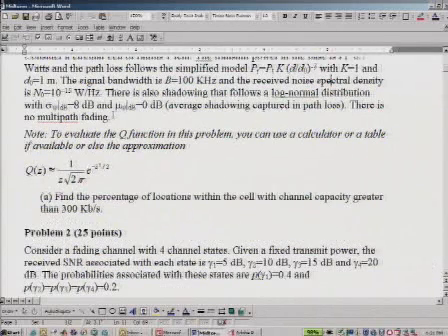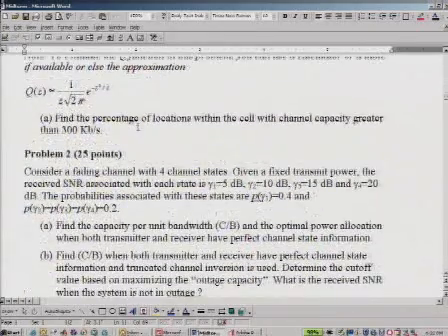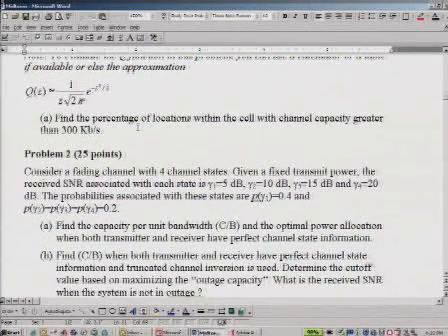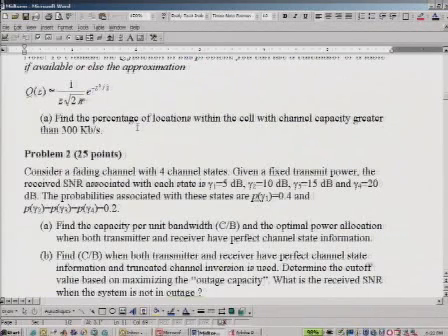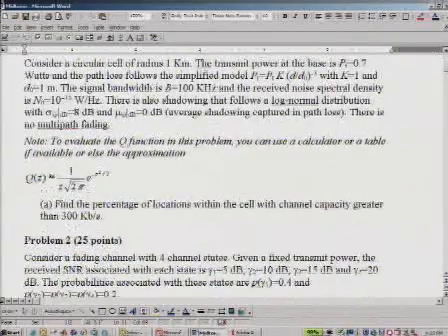There is no multipath fading. There is only shadow fading. And you're given an approximation for the Q function if you want to use it. So there is only one question here. Find the percentage of locations within the cell where the channel capacity is greater than 300 kilobits per second. Okay? And there are formulas that you were given to find the coverage in a cell. And those formulas are in terms of power, right?